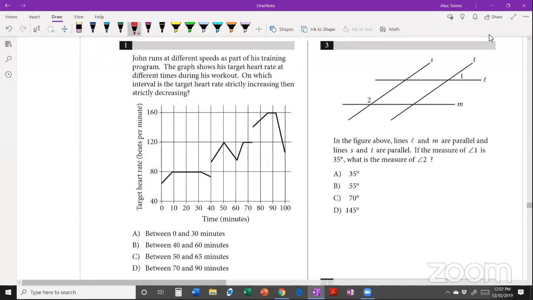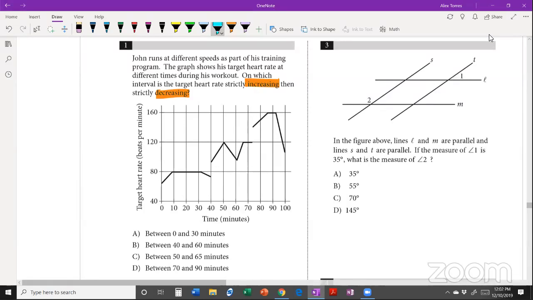In this question, we're talking about John going different speeds in his training program. Where is his target heart rate strictly increasing, then strictly decreasing? So we're talking about rate of change, and a rate of change can be increasing or decreasing. Rate of change is slope.